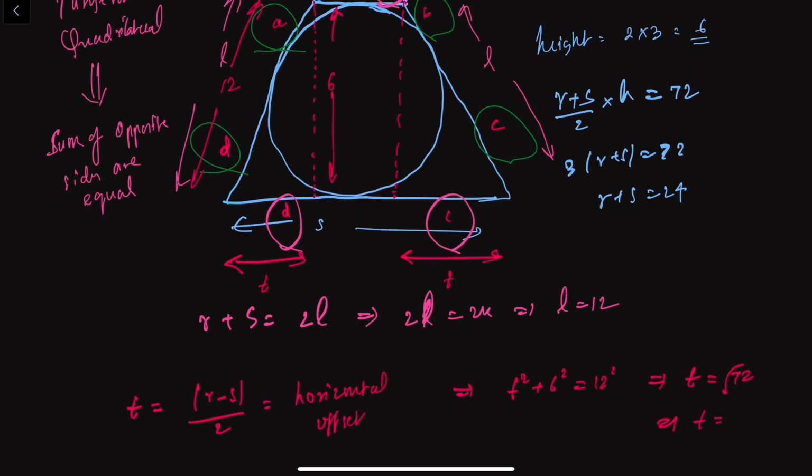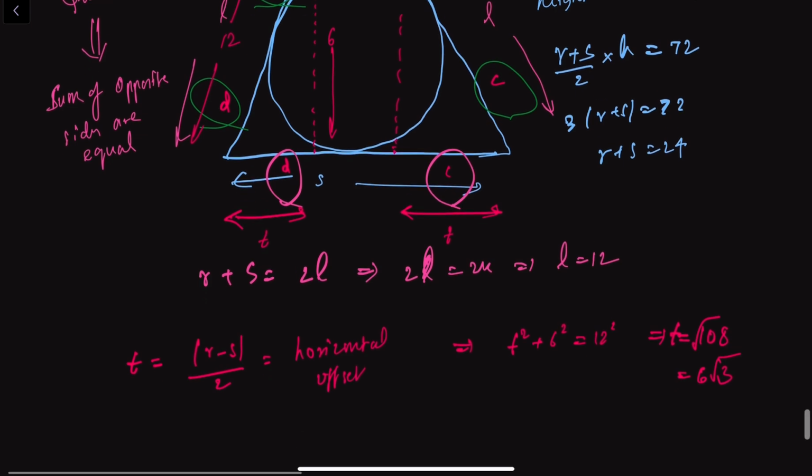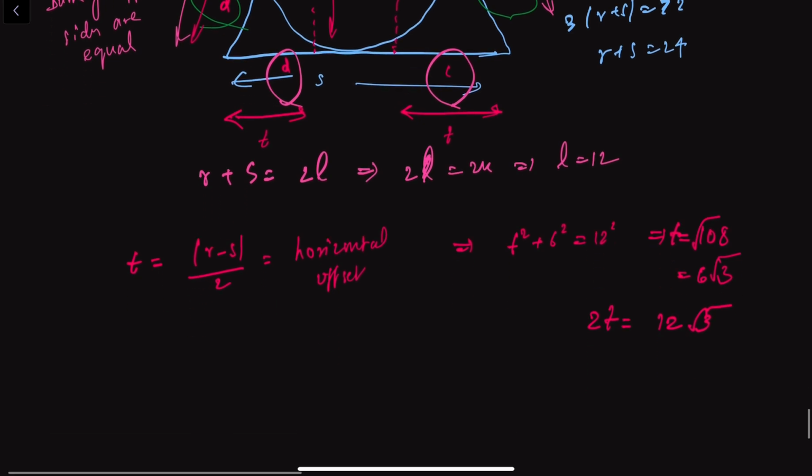So 144 minus 36, sorry, 144 minus 36 is 108. So t would be the square root of 108, which is 6 root 3. That means the sum of these horizontal offsets, the overall horizontal offset that we have, is 2t, which is 12 root 3. So that means the modulus of r minus s is 12 root 3.